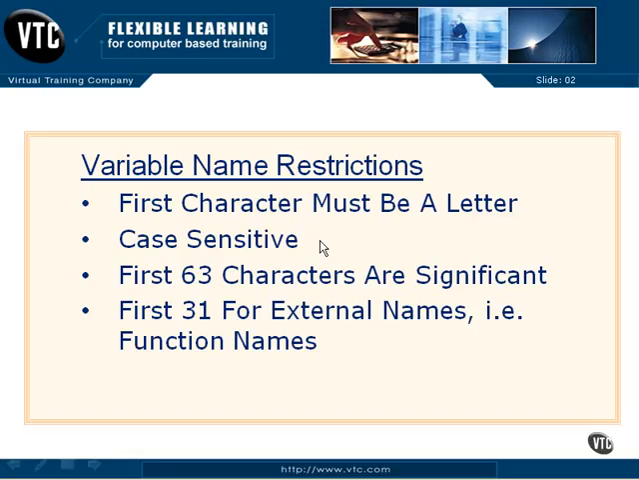So when you make a variable name, you of course want to try to make it so that it reminds you of what's in there, of what you're using the thing for. Some of the restrictions, though, we see that our first character must be a letter. Variable names in the C programming language are case sensitive. The standard calls for the first 63 characters to be significant and the first 31 for external names, for example, function names. Let's take a look at some details of this.